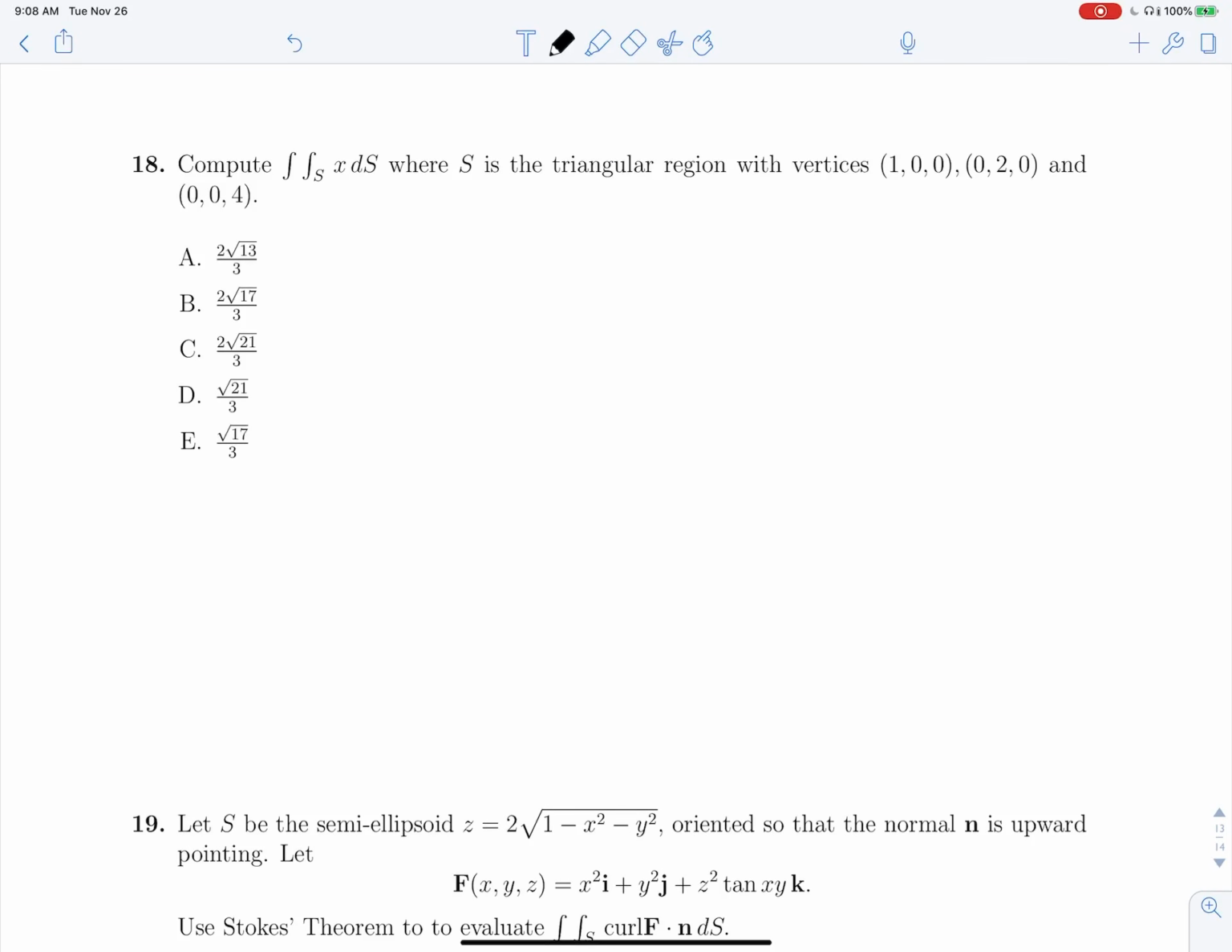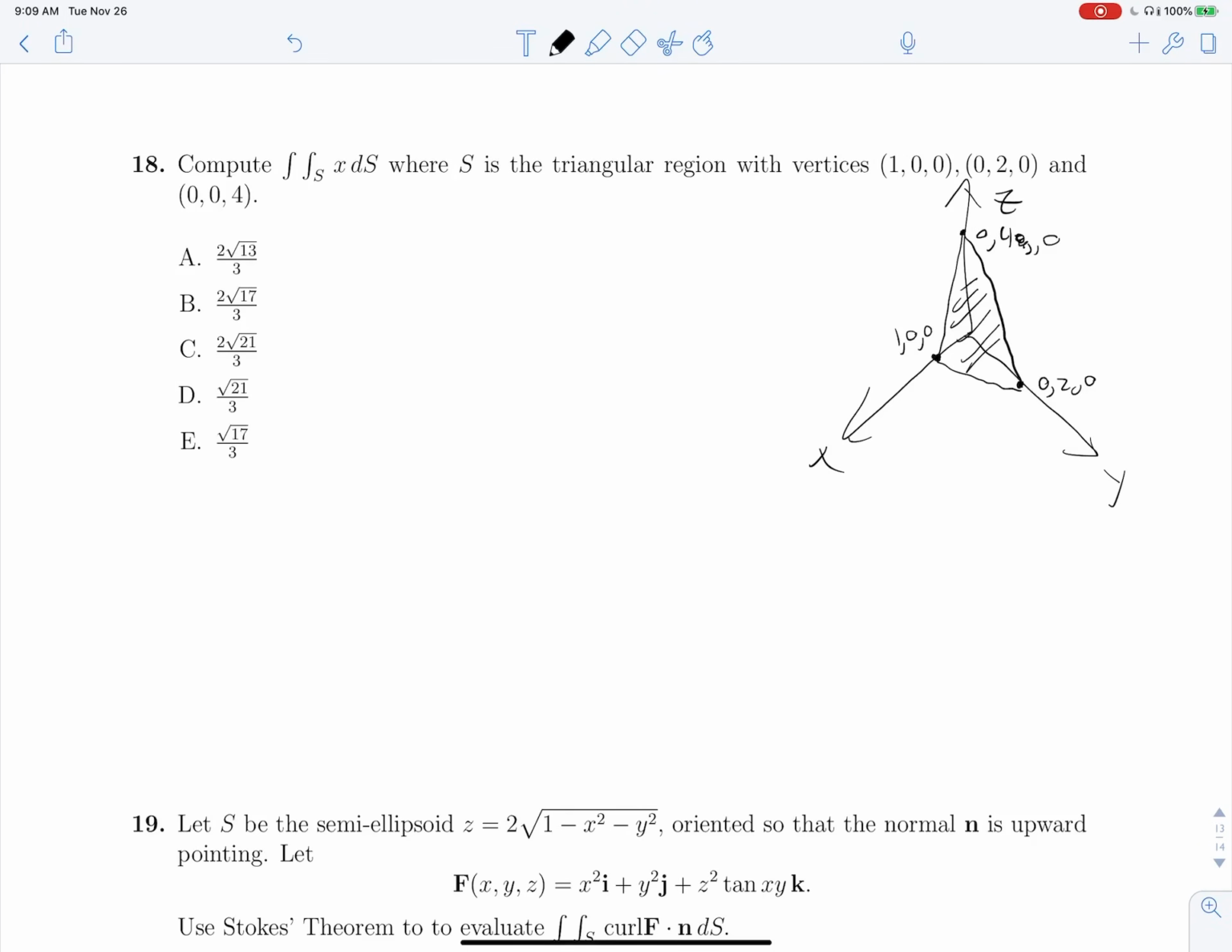Let's compute the surface integral over the surface S of x dS, where S is the triangular region with these vertices. Oh, whoops, we're in 3 dimensions. Where S is the triangular region with these vertices. x, y, z, we have 1, 0, 0. We have 0, 2, 0, and we have 0, 0, 4. There we go. And so it looks like we are looking at this region in here, and we want the surface integral of this whole thing.